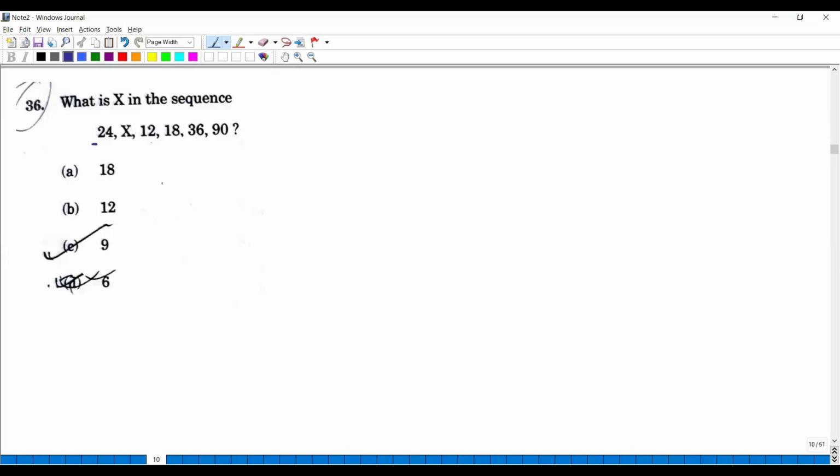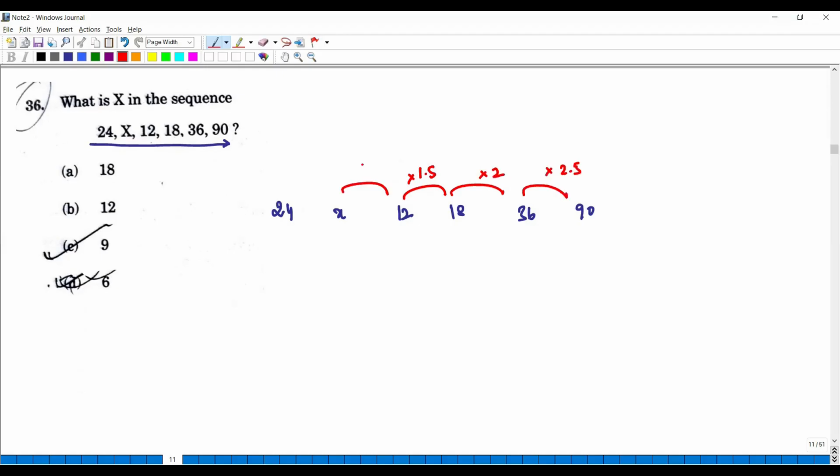This one is first decreasing, then gradually increasing. By looking at the sequence, you can find that it is 0.5, 24, x, 12, 18, 36, 90. And this is an expected series only. You are multiplying with 1.5 here, then with 2, then with 2.5. So here you need to multiply with 1, and here with 0.5. So 0.5 means it is 12, and then after 12. So the answer is 12 here.